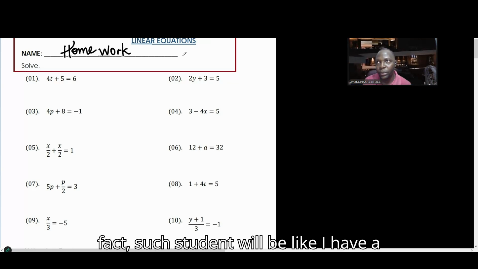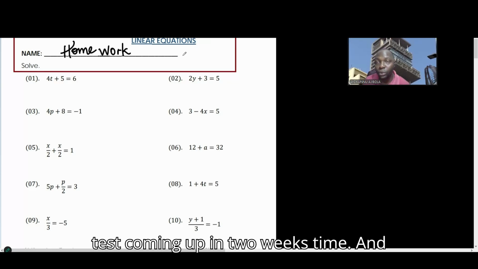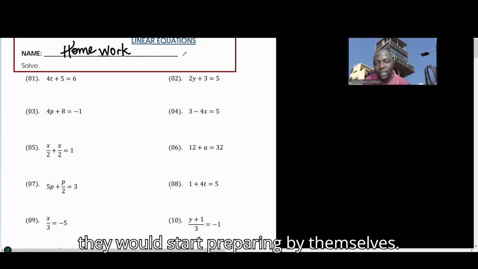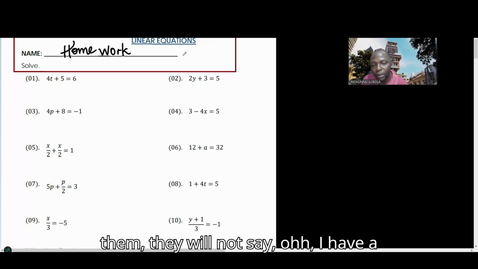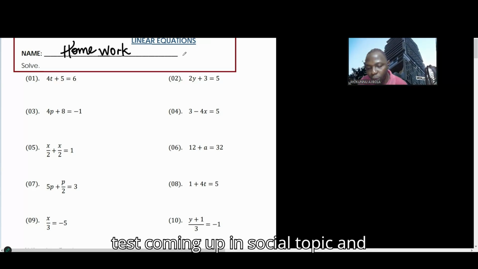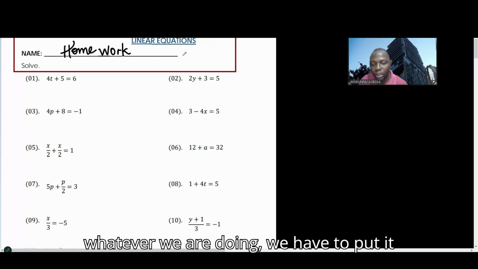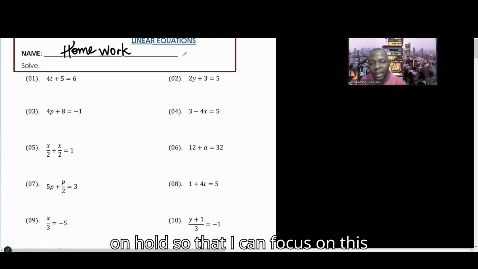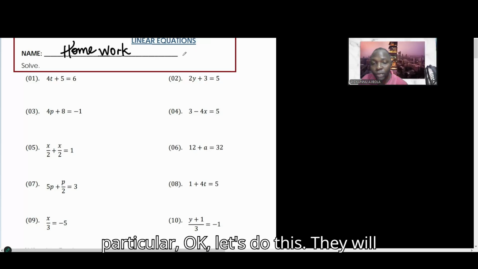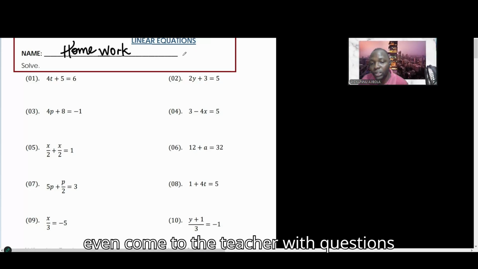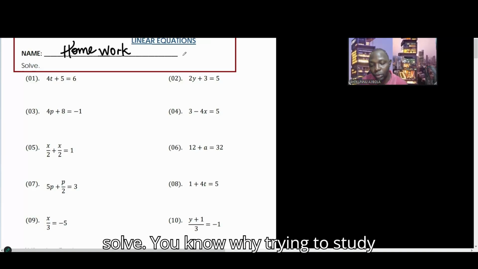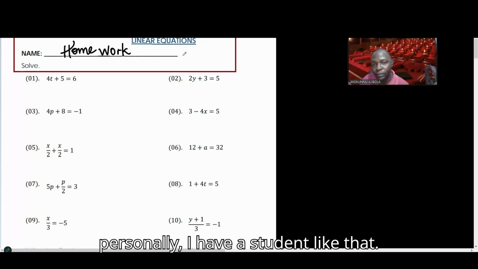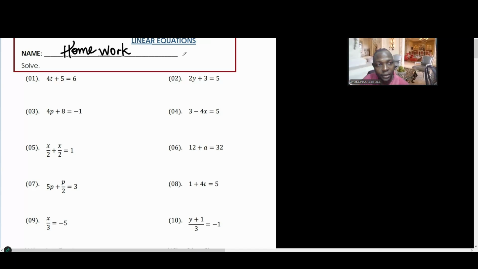In fact, such a student will say, I have a test coming up in 2 weeks' time, and they will start preparing by themselves. When they have a teacher around, they will say, I have a test coming up on this topic, whatever we are doing, we have to put it on hold so that I can focus on this. They will even come to the teacher with questions they were finding difficult to solve while studying personally. I have a student like that. Is that clear?